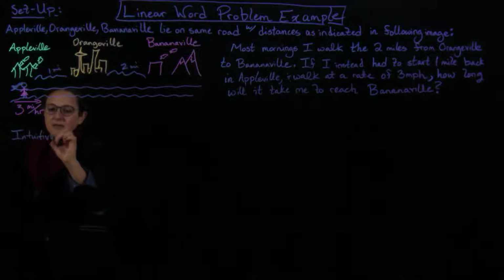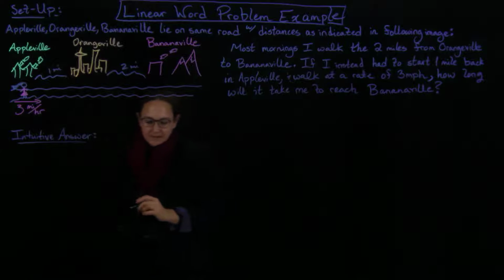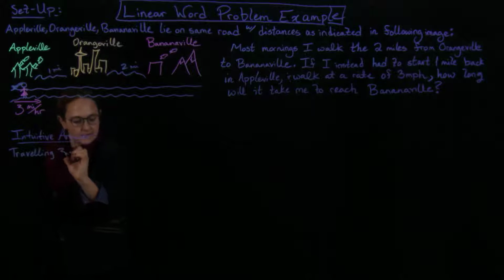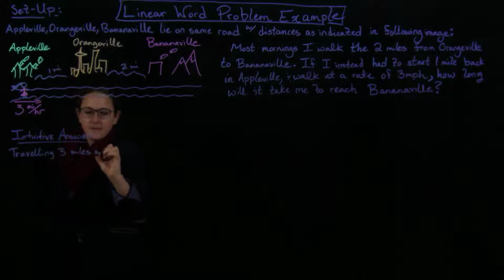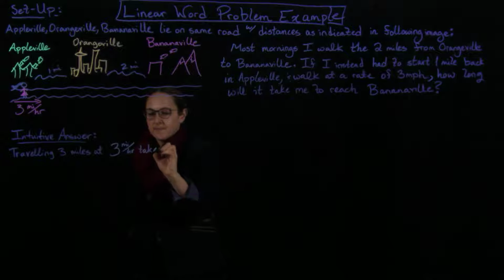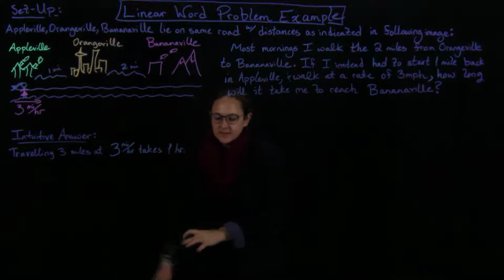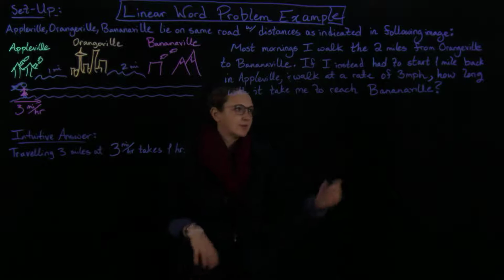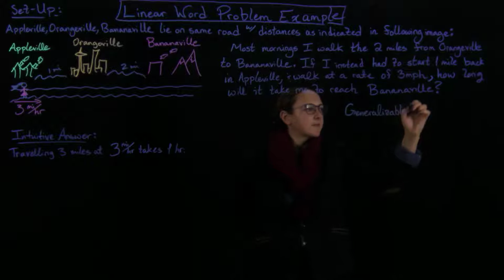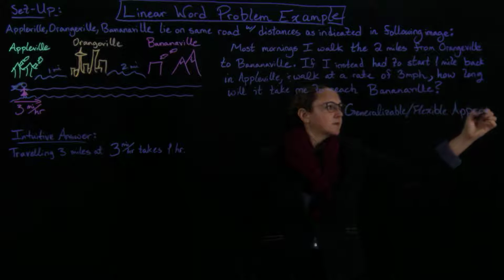As I said, we're going 3 miles at 3 miles per hour. So that should take me 1 hour. So, traveling 3 miles at 3 miles per hour takes 1 hour. Now let's do something more generalizable or flexible. That's the intuitive way to do it, but let's do the generalizable, flexible approach.